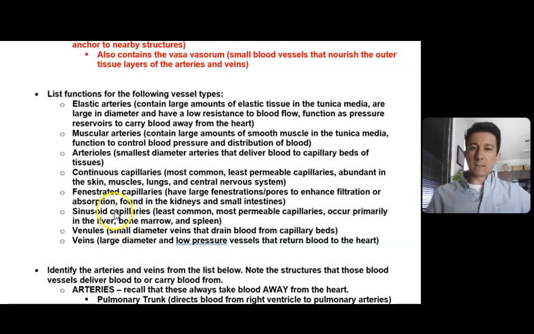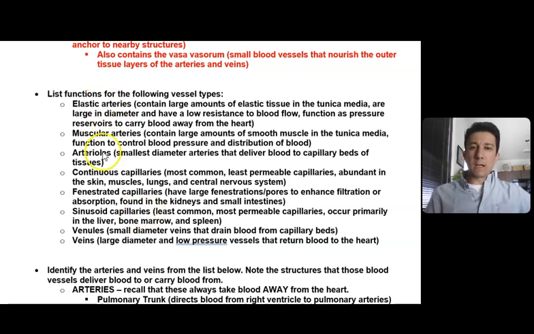The sinusoids make it easier for dead cells, and specifically dead or dying red blood cells, to leave the capillaries and enter the spleen, where they will be recycled. Or it makes it really easy for leukocytes from the bone marrow to get into the sinusoid capillaries and fight infections in the blood from there.